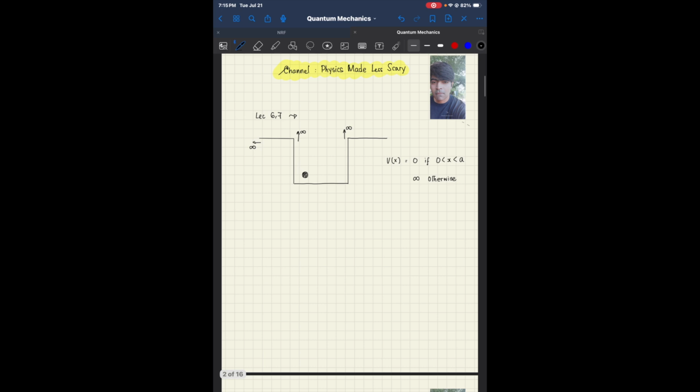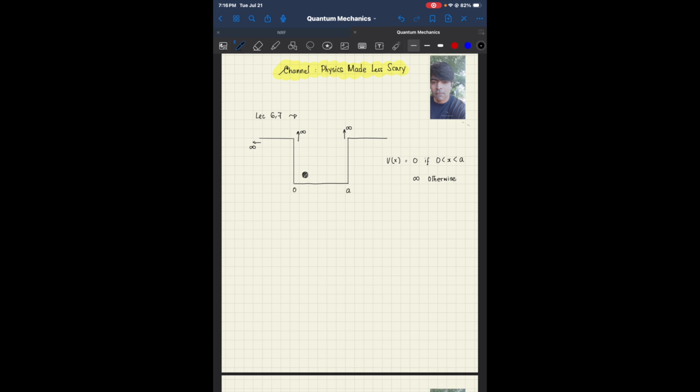So briefly, let's recap what we did a week back. In lectures 6 and 7, we basically met our first wave function. We solved this system where you were essentially a particle or a ball confined by an infinite potential on either side, right? We solved this problem.